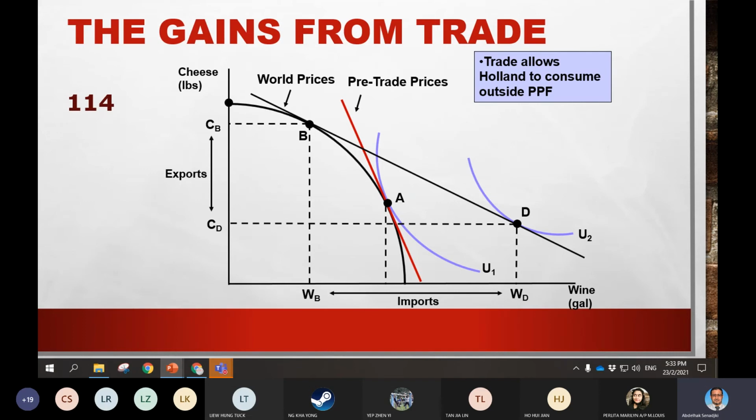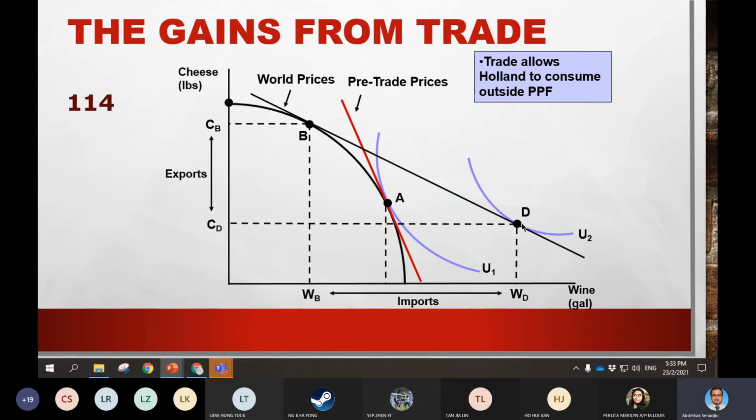So if I draw another graph, it will show that Italy exports this WD minus WB and imports this, CB minus CD. So you see with trade, the consumption for Holland increases beyond its PPF, production possibility frontier, and this is a huge impact.